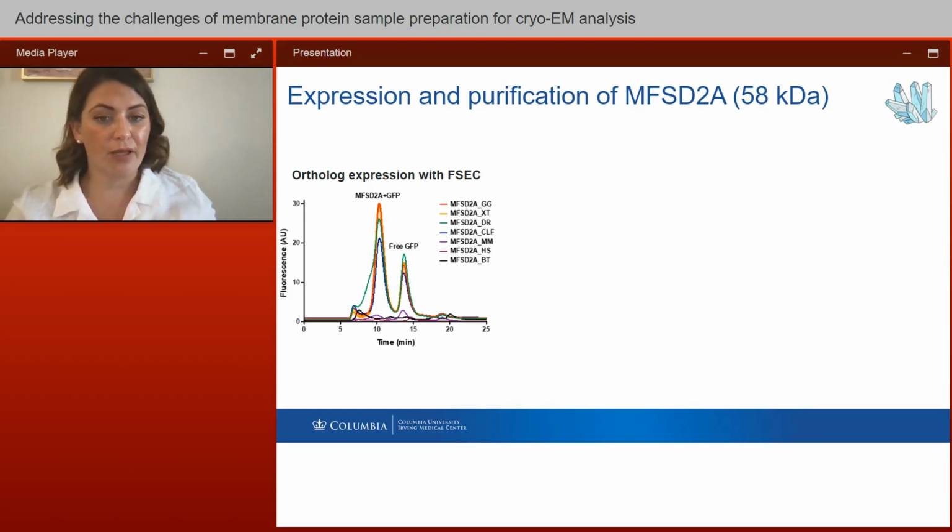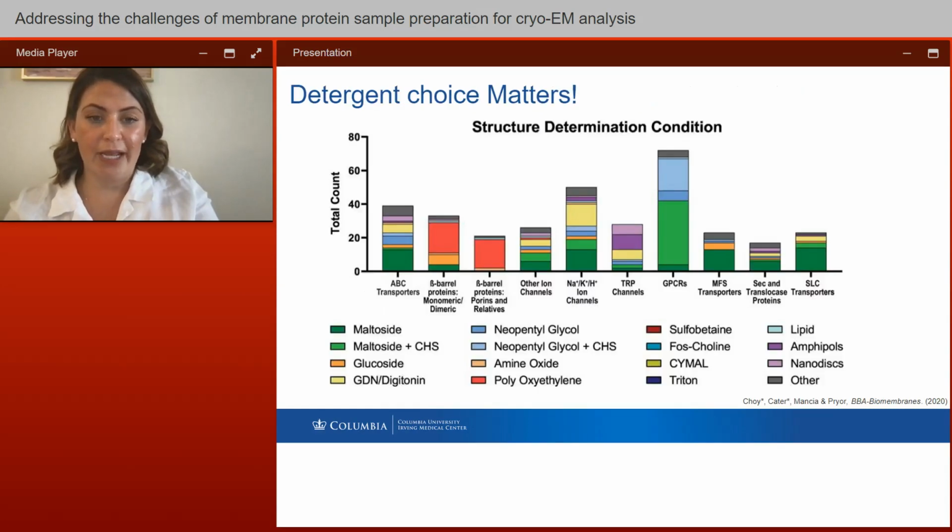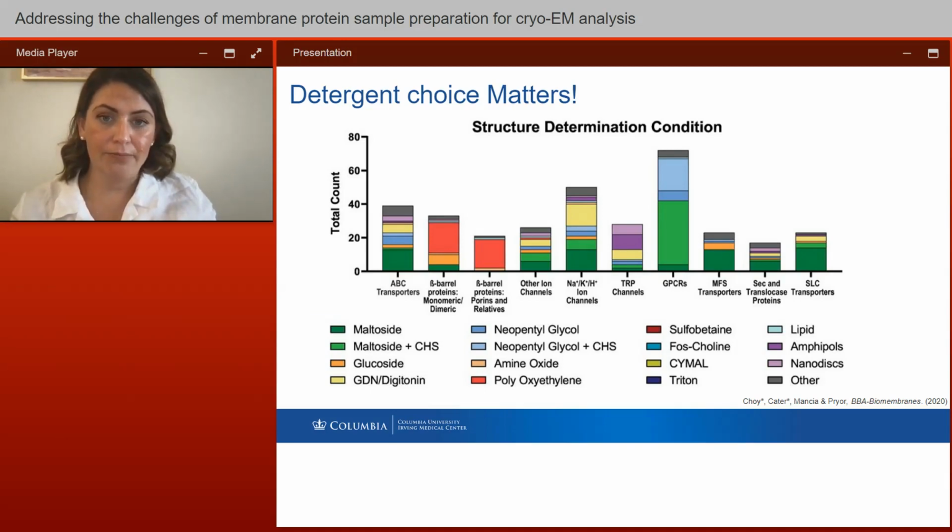And as you can see here, some express well, some don't. From this, we moved forward with the MFSD2A Gallus-Gallus construct, as we could see that it was our highest expressing construct. We then did a detergent screen, where we screen stability of our protein in a range of different detergents. This is because, as you can see here, different membrane proteins are more stable and can have their structure determined in a range of different detergent environments.